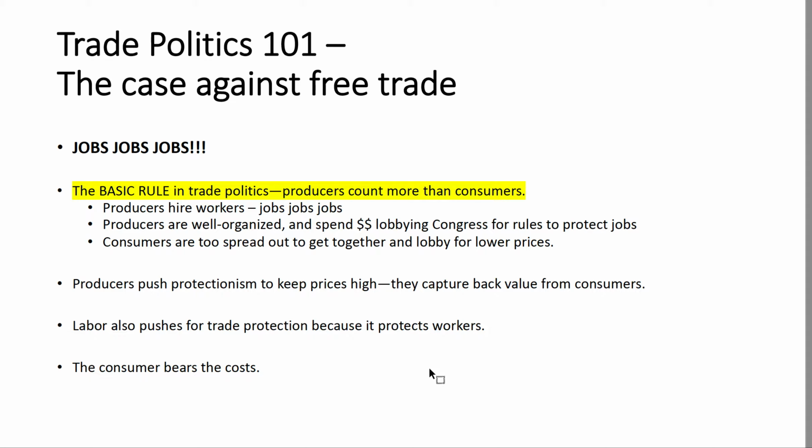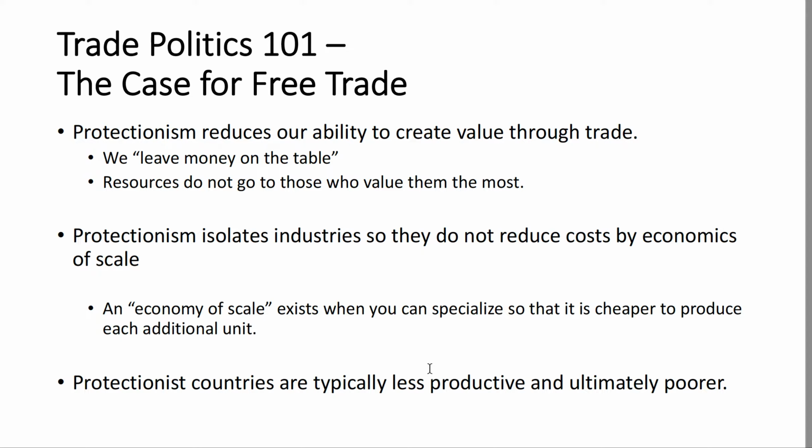All right, so Trade Politics 101, the case against free trade. It's jobs. Simple as that. Producers count more than consumers because producers put people to work. Labor unions also push for protectionism because it protects these workers. And it's the consumer that bears the cost. But consumers are disorganized. We're 350 million people in the U.S. and it's hard to get ourselves together, whereas a labor union or a producer can organize and lobby Congress for protectionism against free trade from other countries, right?